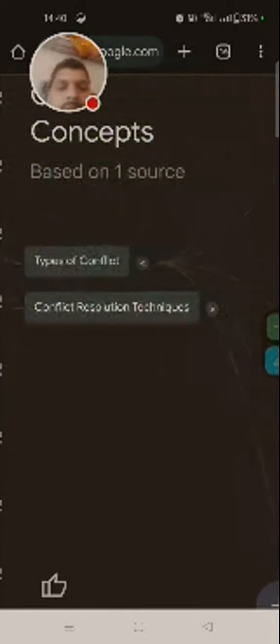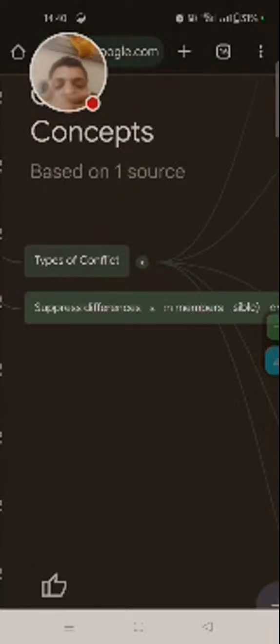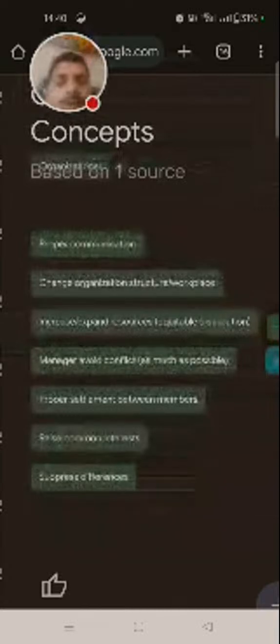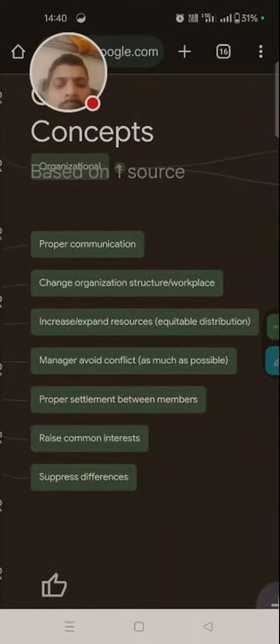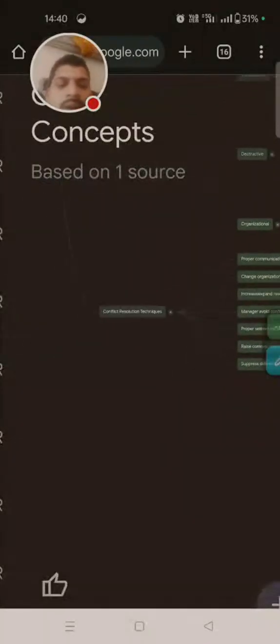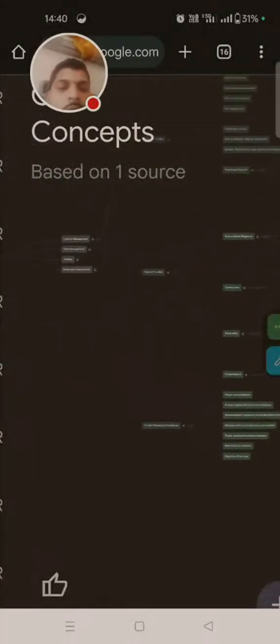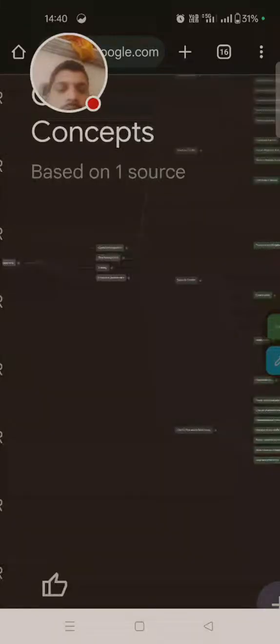Then comes the conflict resolution techniques. What is the conflict resolution technique? These are proper communication, changing organization structure and workplace, increasing and expanding resources, equitable distribution, managers avoiding conflict as much as possible, proper settlement between members, and raising common interests and suppressing differences. So these are the conflict management and conflict resolution techniques.